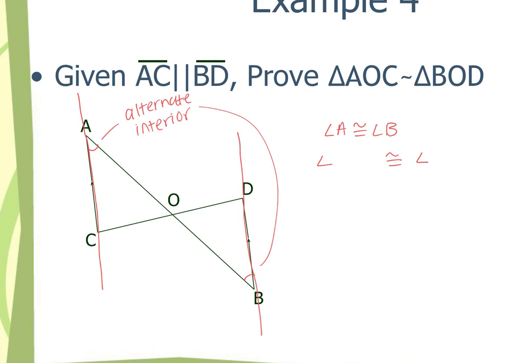AOC and DOB. Thank you. AOC and DOB. Okay? If you guys are still calling it angle O, you're going to drive me crazy. Angle O could be so many different things. You've got to be specific. So angle AOC is congruent to angle DOB.